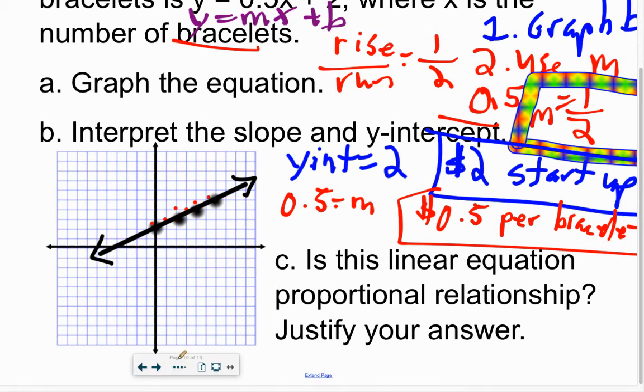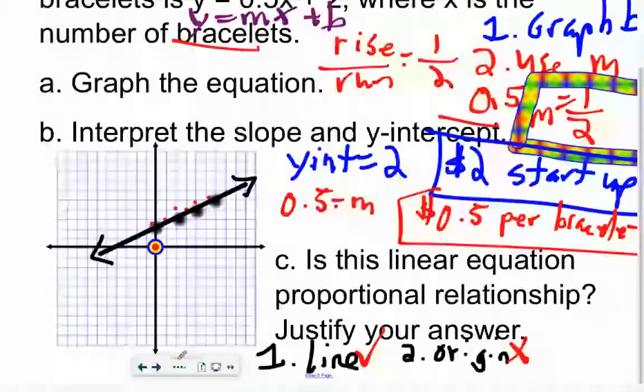Final question. Is this linear equation a proportional relationship? Justify your answer. Previous lesson we talked about it had to be 2 things to be proportional. 1, is this a line? Yes, it is. It's a straight line, no bends, no curves. But then the second thing, it had to go through the origin. That is correct. Does that go through this point right here, the 0, 0 point? Does that graph go through it or touch it? No.